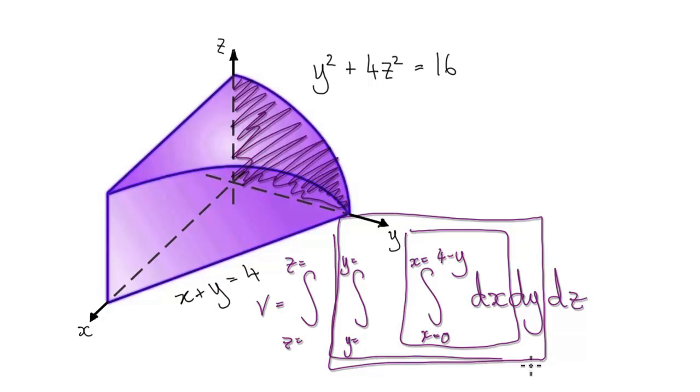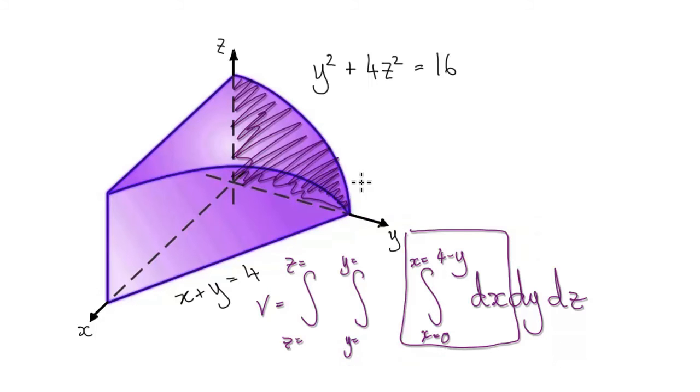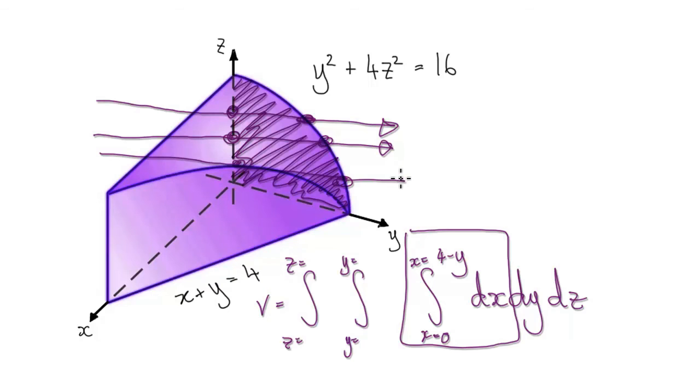Okay, so now looking at y, I need to move along the y-axis. What that means is I need to move like this. Looking at moving in the direction of y, I enter y equals 0 and then I leave this curve. Basically I need to know the equation of this curve. So the equation of this curve will be me making y the subject.